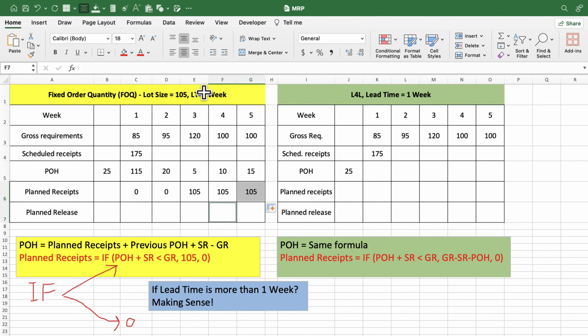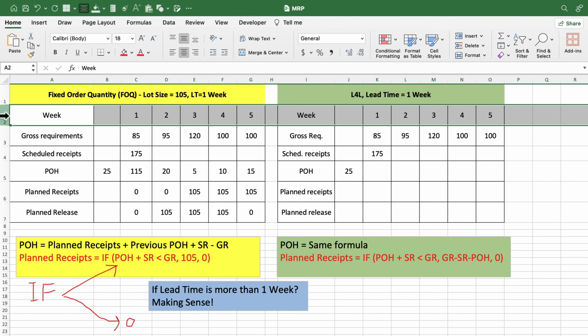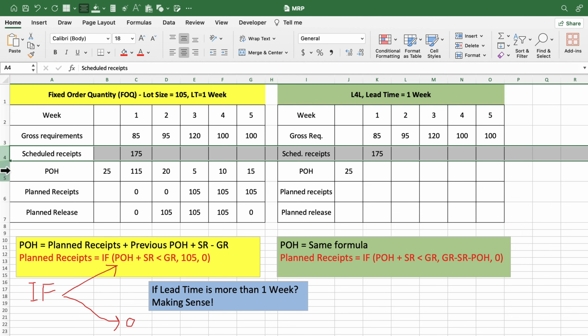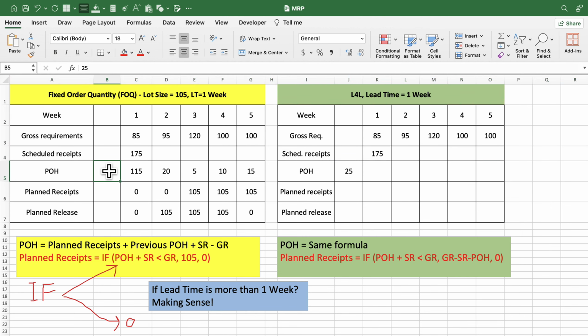So I will use this approach, equal to this one, which means 1 week earlier. And then I will copy this one to other cells. Here we have MRP for this one. Now we'll be doing the same thing using L for L or lot for lot approach. Data remains the same, which means the number of weeks is the same. Gross requirement, customer order remains the same. Scheduled receipts remain the same. Our starting inventory remains the same, that's 25.